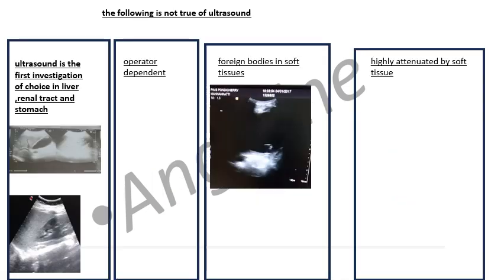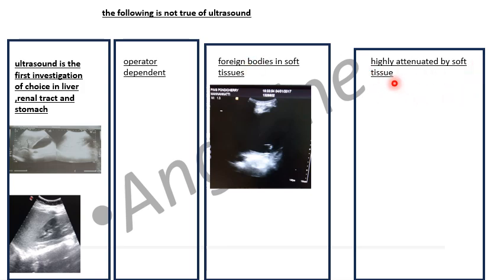Now, the next question is, the following is not true of an ultrasound. Be very careful, there is a catch here. When they put it like that, you have to be very careful. Ultrasound is the first investigation of choice in the liver, renal tract, and stomach. Next option: it is operator dependent. Foreign bodies can be picked up in the soft tissues, highly attenuated by soft tissue.